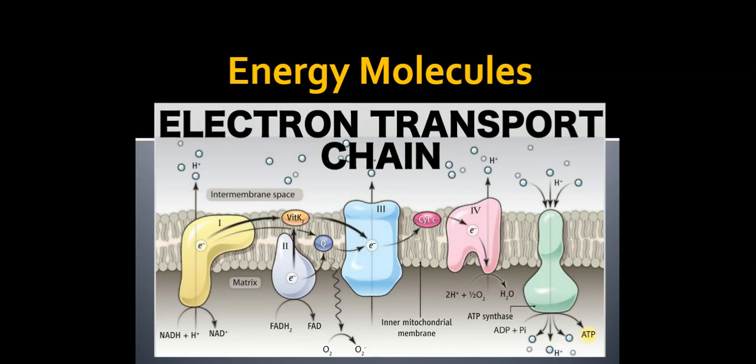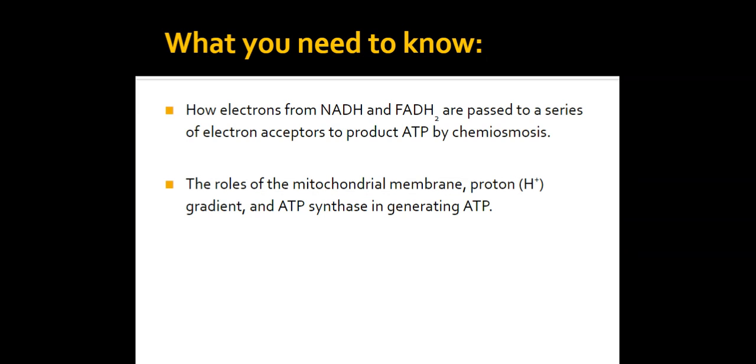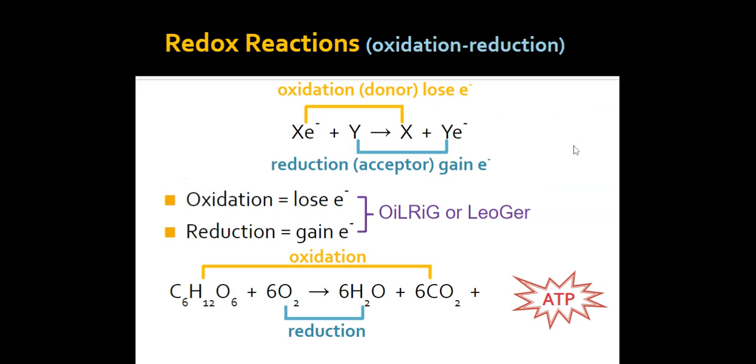Today we're going to be talking about energy molecules. First up are the need to knows. We're going to be talking about how electrons from this energy molecule called NADH and an additional one called FADH2 are passed to a series of electron acceptors in the production of ATP by this process referred to as chemiosmosis. Additionally, we'll be discussing the roles of the mitochondrial membrane, the proton (H+) gradient, and ATP synthase, another one of our enzymes, in generating ATP.